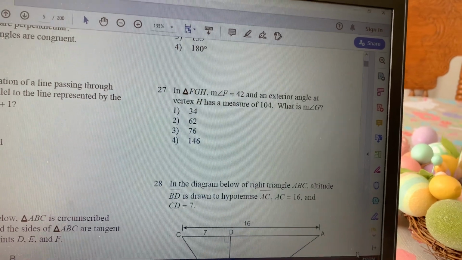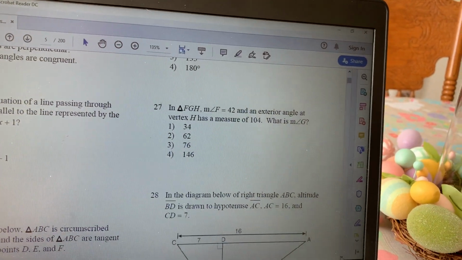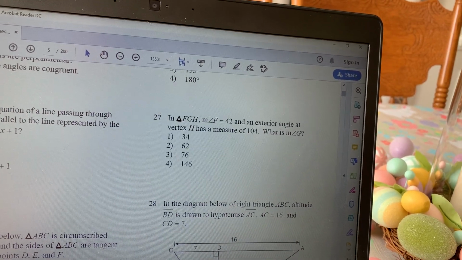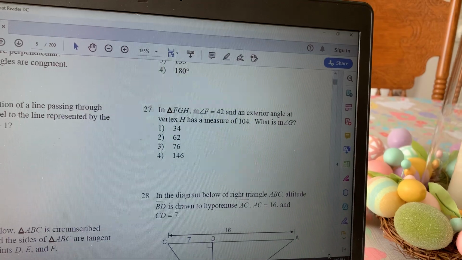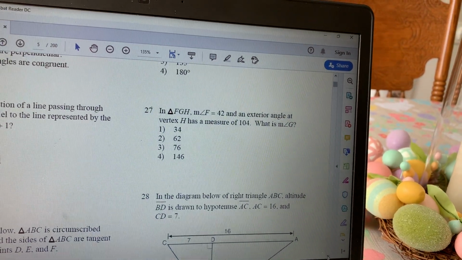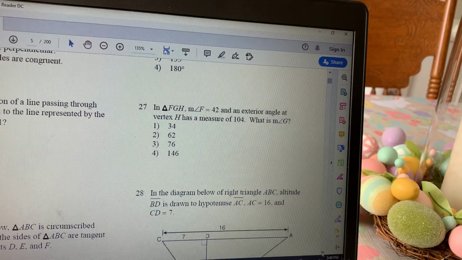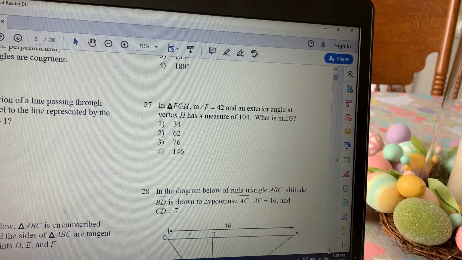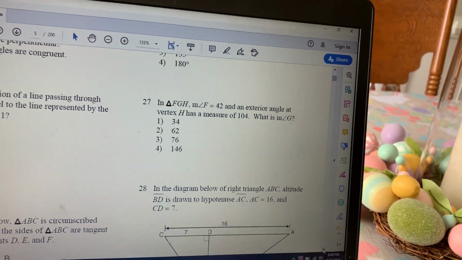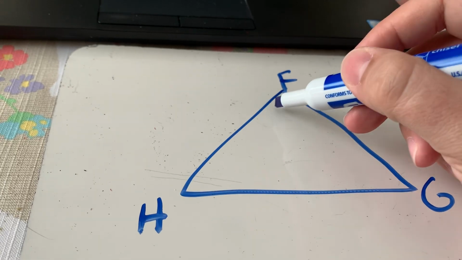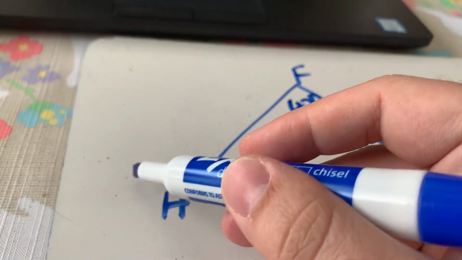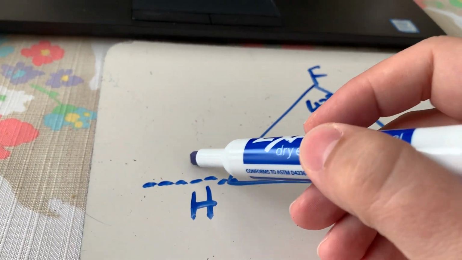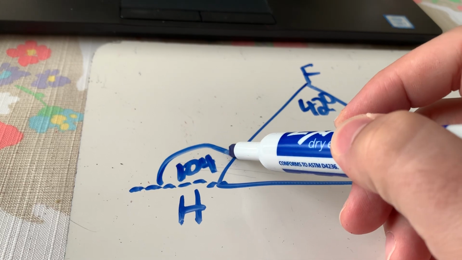All right, 27. Triangle FGH. Measure of angle F is 42 degrees. I'm drawing it out as I'm talking. And an exterior angle at vertex H has a measure of 104. What is the measure of angle G? All right, so F is 42. I already got that, okay? Exterior angle outside the triangle. Again, we talked about it a little bit since we started doing this work. This is 104 degrees, all right?